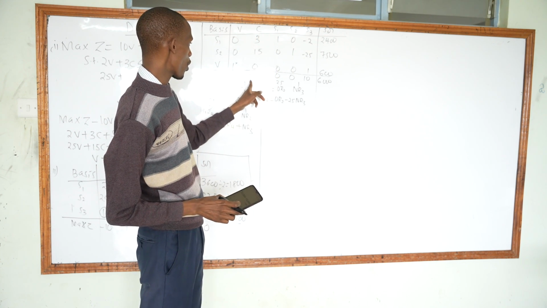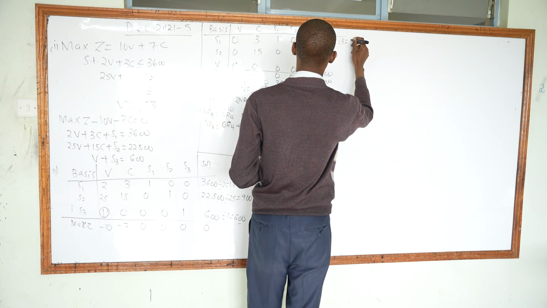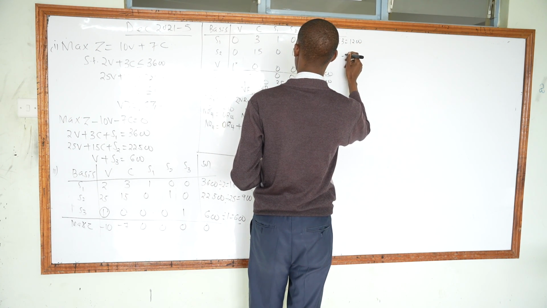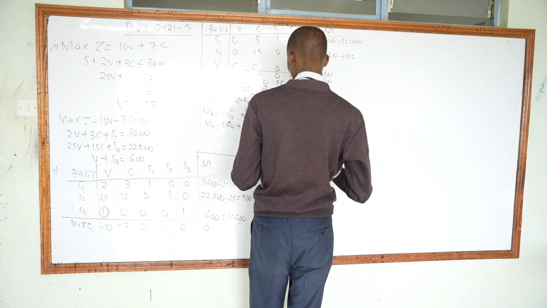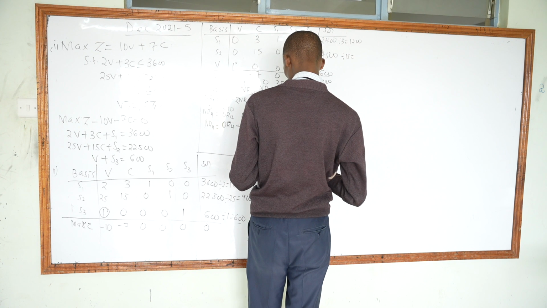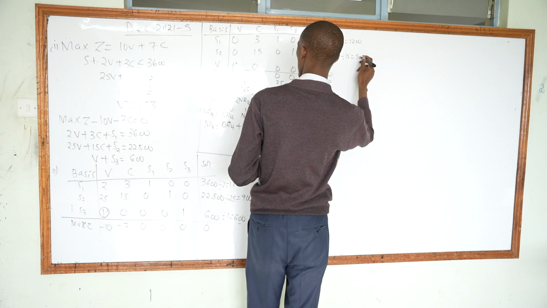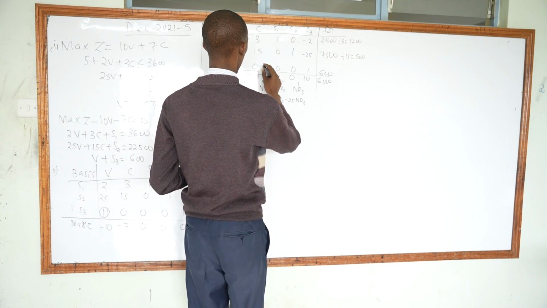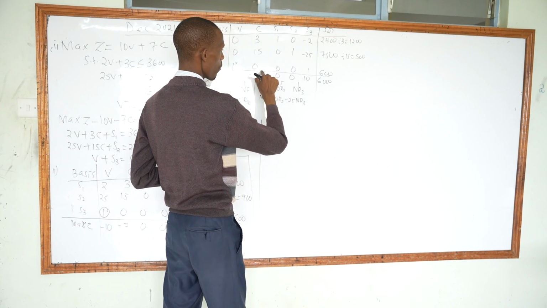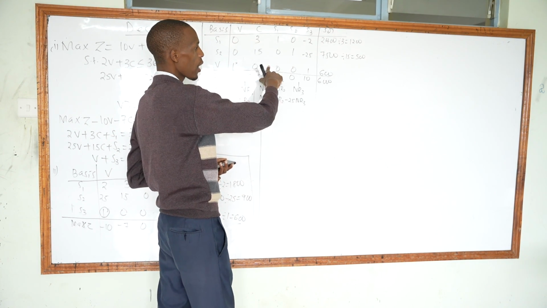This is the pivot column. So we are going to divide 1200 by 3, 1200 divided by 50, 75. So you get 500. This one is higher. This one we are going to ignore. We say if this is 0 or negative, we are going to ignore it.